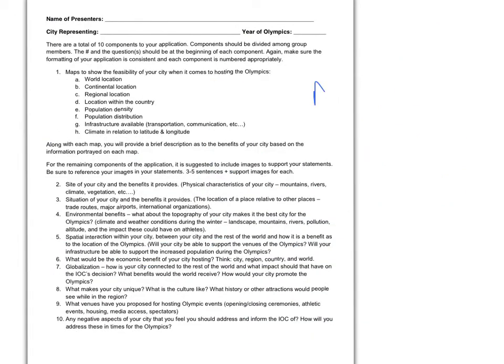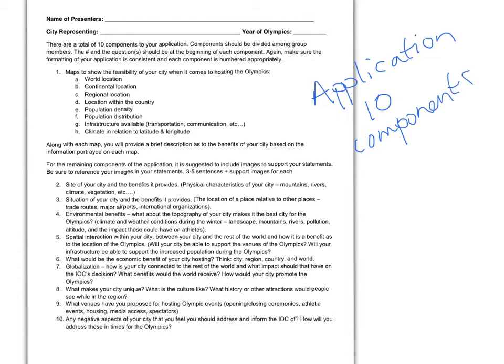Here are the components that are required for the application. Like I said on the previous slide, the application has 10 components. Each of you must complete 2 components if there are groups of 5. For groups that have 4 members in them, you may complete any 8 components, but you must include number 1.